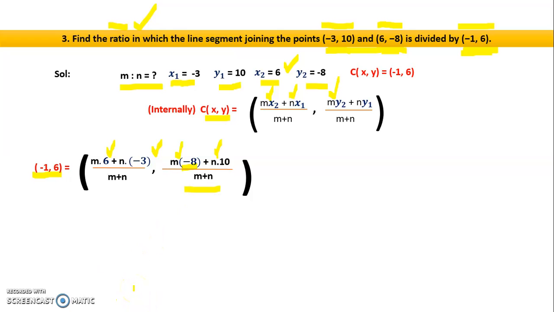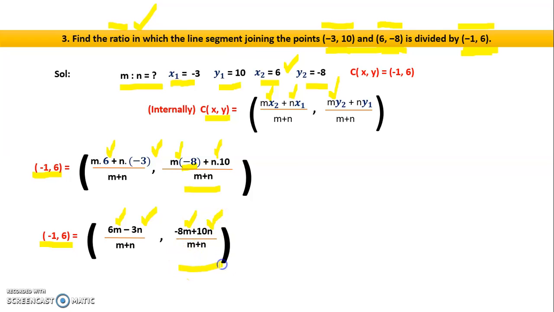I substituted the given values in the formula. Let us observe how the steps are changing here. -1, 6, -1, 6 as it is. m into 6 is 6m, plus into minus, 3 into n, 3n, divided by m plus n. So here plus into minus, 8 into m, 8m, plus n into 10 is 10n, divided by m plus n.